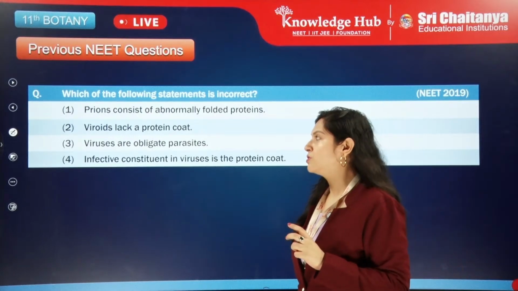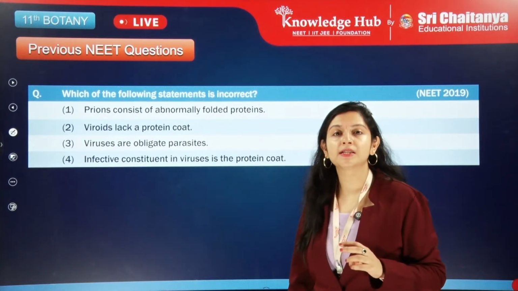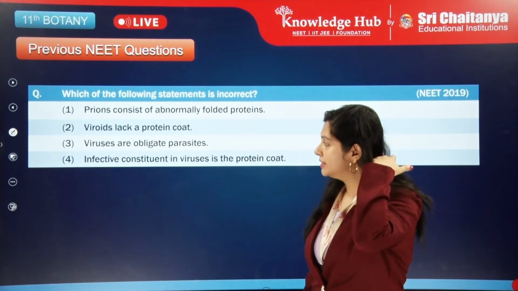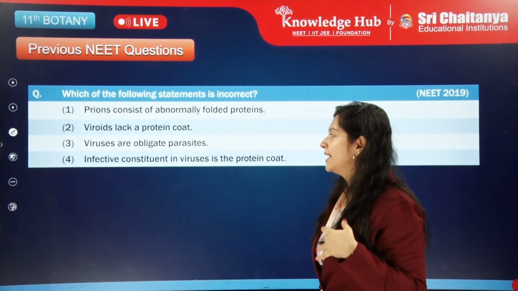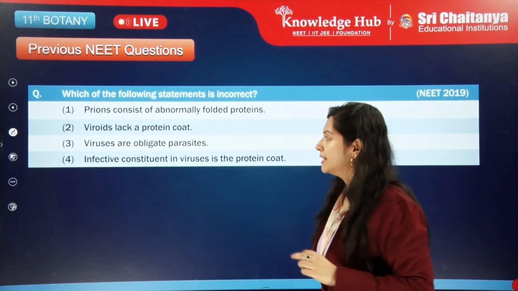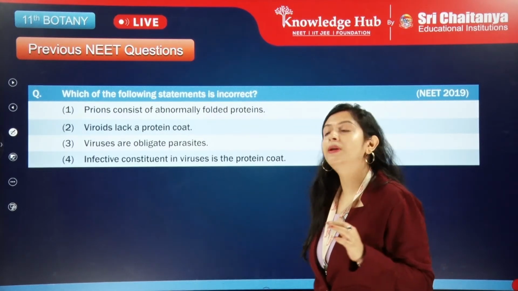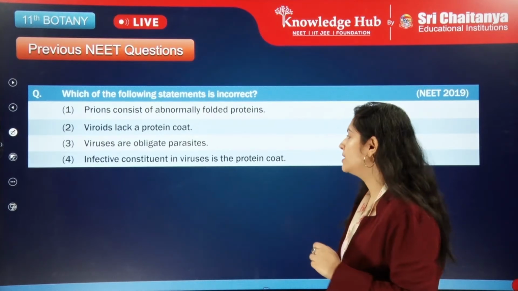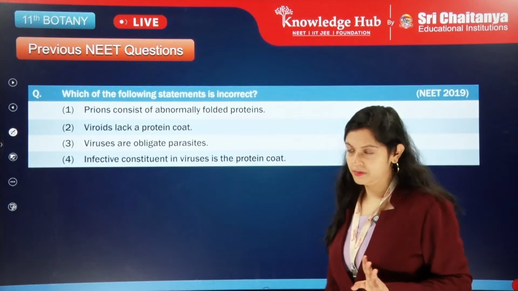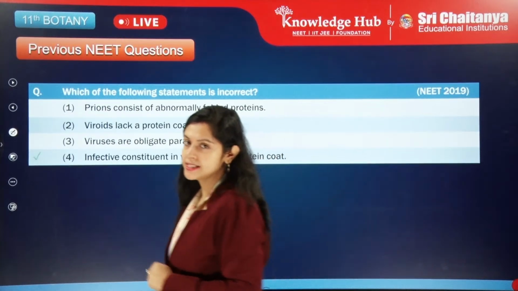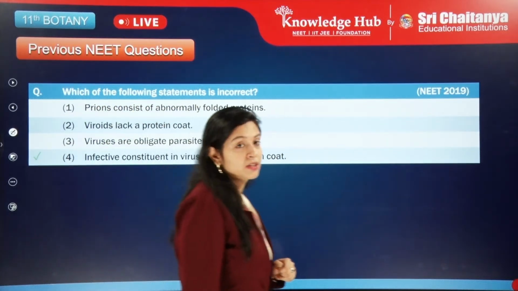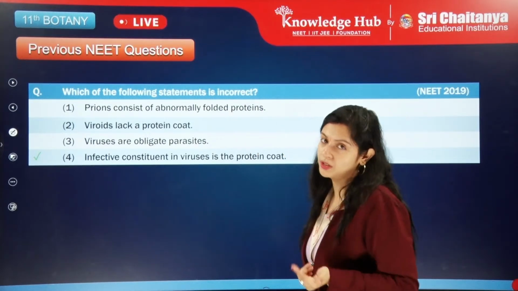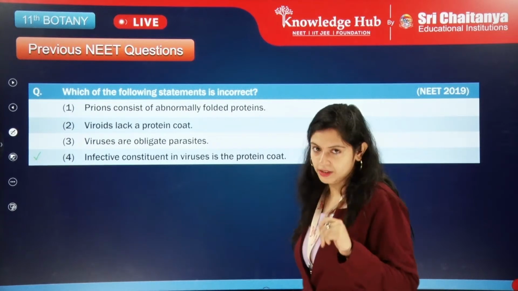Next, which of the following statements is incorrect? Prions consist of abnormally folded proteins. Viroids lack a protein coat. Viruses are obligate parasites. And the fourth one, the infective constituent in viruses is the protein coat. Let's see the solution. The solution is that the infective constituent in viruses is the protein coat. This is the incorrect statement.